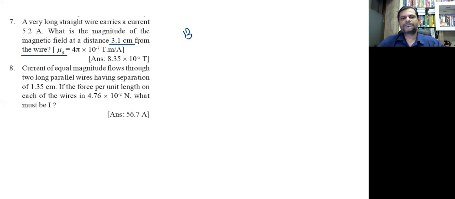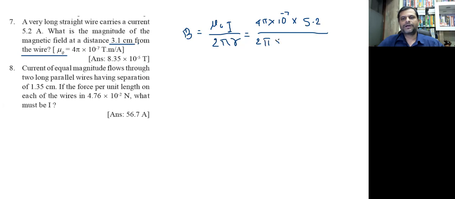Again, the same formula. B is actually equal to mu naught I upon 2 pi r, where mu naught can be written as 4 pi into 10 raised to minus 7, and I is the current in the wire, which is 5.2, and 2 pi into r, that is the distance, which is going to be 3.1 centimeter, which can be converted into meter. So 3.1 into 10 raised to minus 2.